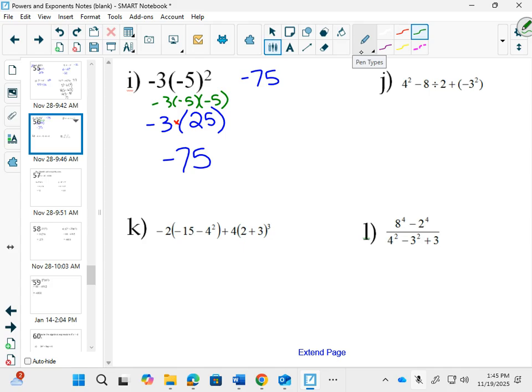Well, I want you to type it into your calculator first. I didn't show you any order of operations, so it'll be on your test, yes, but not the quiz. The quiz just has simple stuff. We're on J. The 4 squared minus 8 divided by 2 plus bracket negative 3 squared bracket. The answer is 3. Did you get 3?